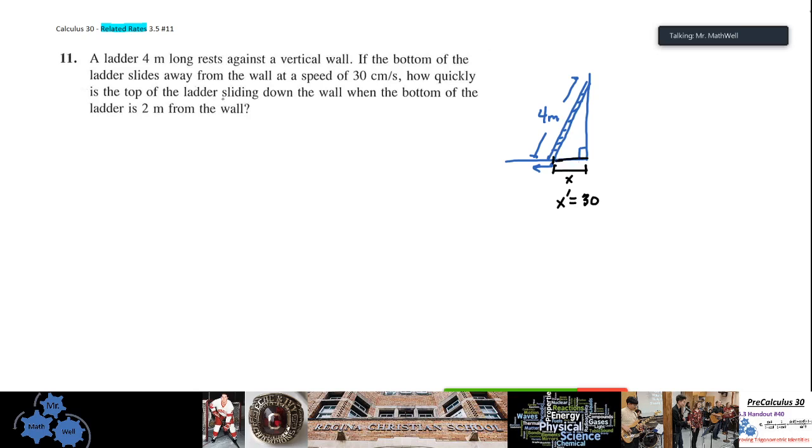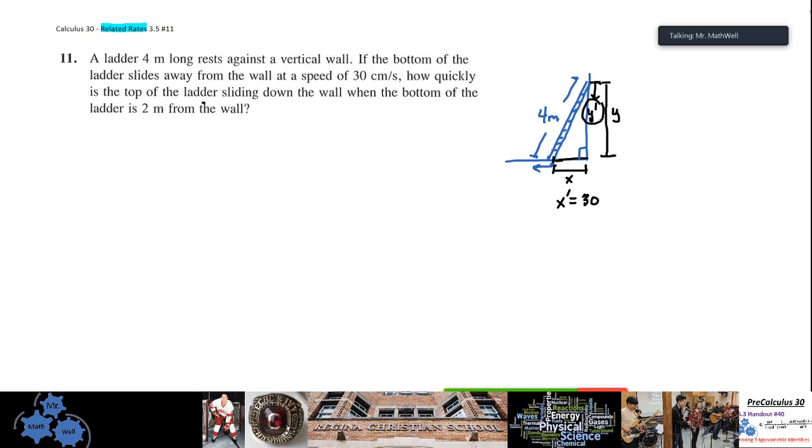How quickly is the top of the ladder sliding down the wall when the bottom of the ladder is 2 meters from the wall? The top of the ladder here is sliding down the wall, you see that? So we're going to have to come up with a variable for this height right here, and let's call that y. So y prime, how quickly is the ladder sliding down? We don't know what y prime is.